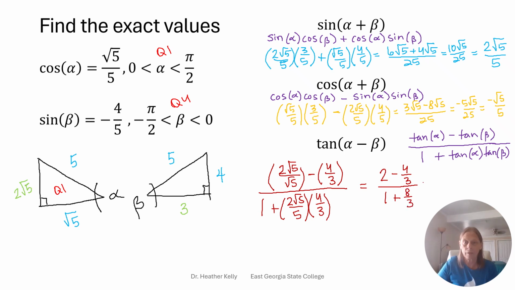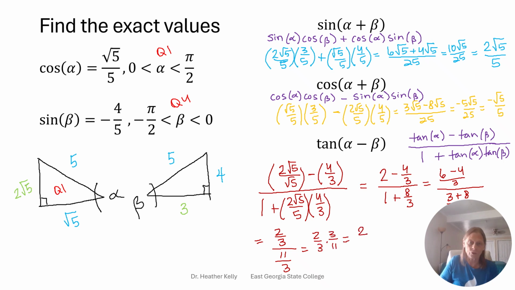Let's keep on keeping on here. So this is 6 minus 4/3 over, I'm going to write on myself, 3 plus 8/3. All right, and so that's equal to 2/3 divided by 11/3. Stay, change, flip. Our answer is 2 over 11.